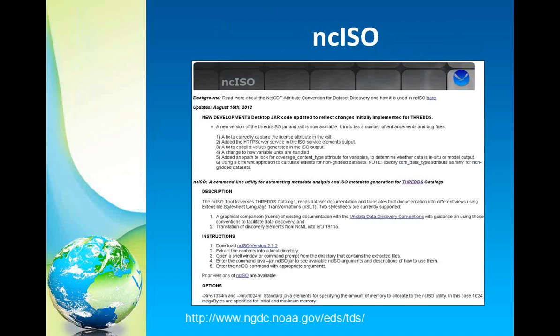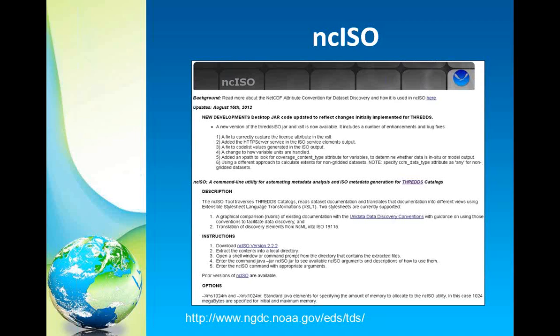This is one of the tools for people that are familiar with NetCDF. It's called NCISO, and it is a command line utility for automating metadata analysis and ISO metadata generation for the THREDDS catalog. What the NCISO tool does is it traverses the THREDDS catalog, reads the dataset documentation, and translates that documentation into different views using extensible style sheet language translations.